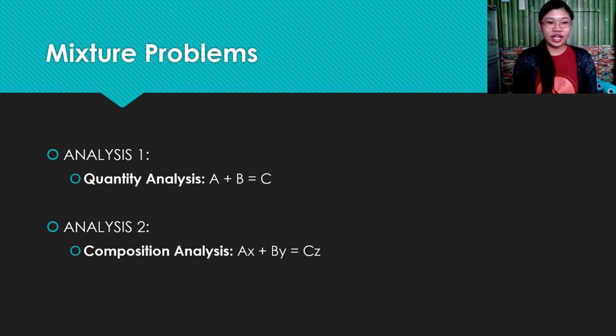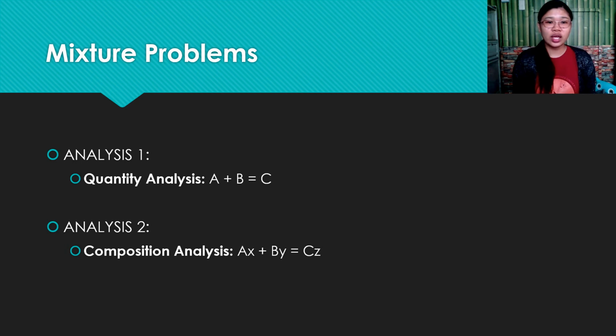We now have the mixture problems, wherein two analyses are presented. Analysis 1 is quantity analysis, that is simply A plus B is equal to C. Analysis 2 is composition analysis: AX plus BY is equal to CZ. For mixture problems, you can solve by using these bases of analysis.